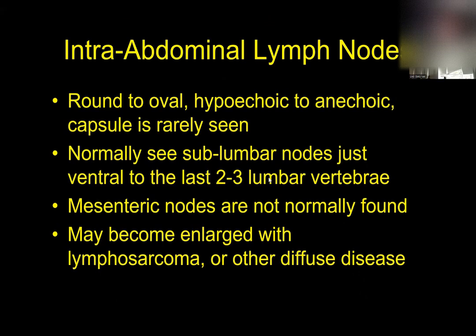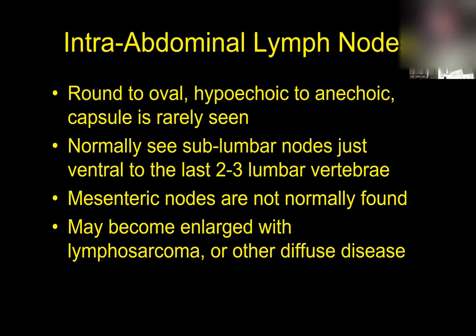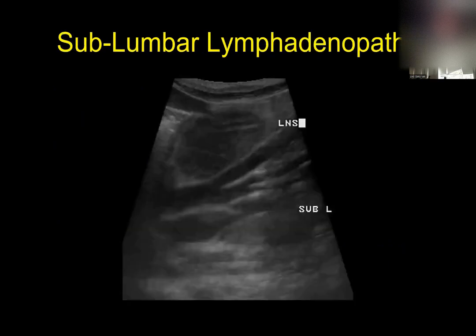Okay, so where do they live? Well, the most common group of lymph nodes you're going to see in the abdomen, again, the mesenteric nodes can live anywhere in the middle of the abdomen. And the other group is the sublumbar lymph nodes that you'll see pretty commonly. Okay, so this is an example of a lymph node. This one's kind of oval in shape. Here's another lymph node in here.